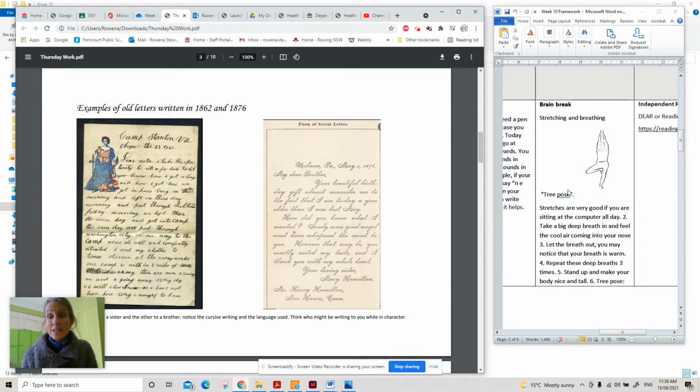A little brain break today, which is a tree pose, so a little bit of yoga, just that idea of stretching right up, relaxing, feeling good. It's just a little brain break.